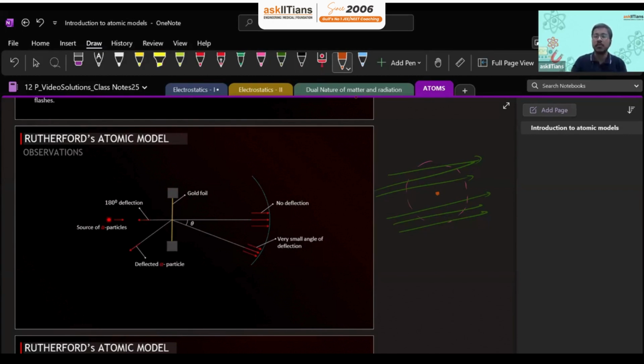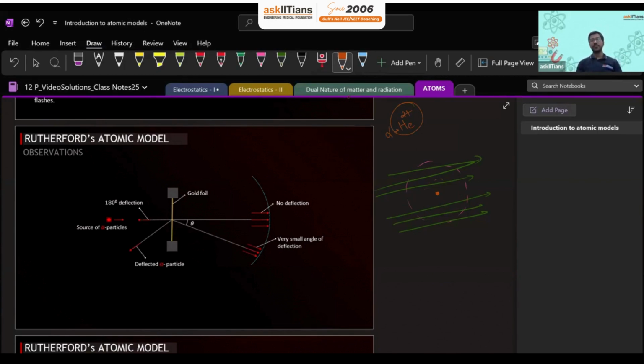Now, if the central mass was large enough, let's say like this, then the majority of the alpha particles won't be able to pass through. That means they will get deflected, they will get scattered because of the electrostatic force, because the alpha particle itself, as I have told you, is He2+. So they're positively charged. When they come closer to the nucleus, which is also positively charged, they get deviated, they get deflected, right?